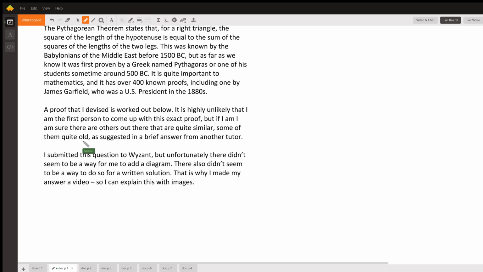It's highly unlikely I'm the first person to come up with it. And if I am, I'm sure there are others out there that are quite similar, some of them quite old. Another tutor posted a very short answer that suggested just that. And when I submitted this question to Wyzant, there didn't seem to be a way for me to add a diagram, and there didn't seem to be a way for me to do so for a written solution either. So that's why I'm making my answer a video, so I can use images.